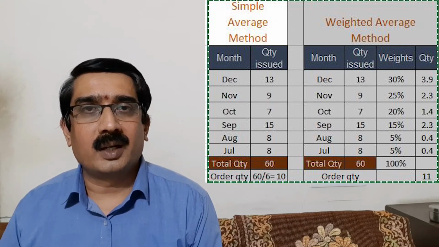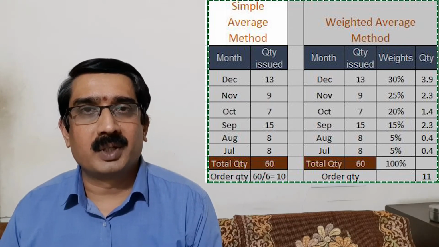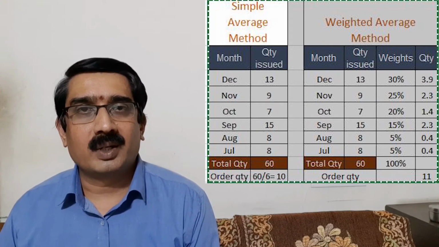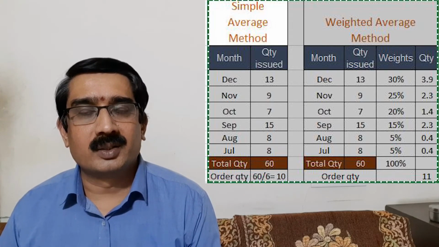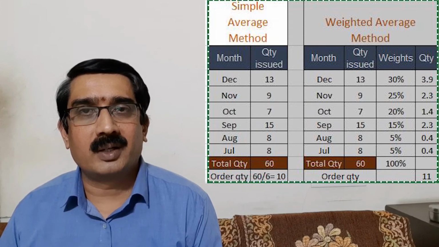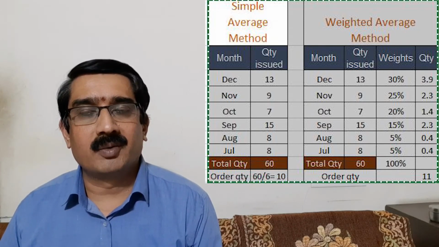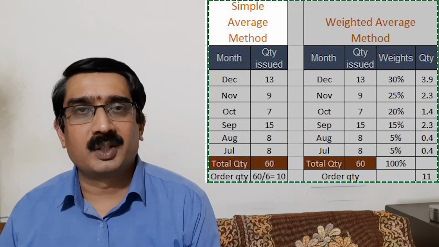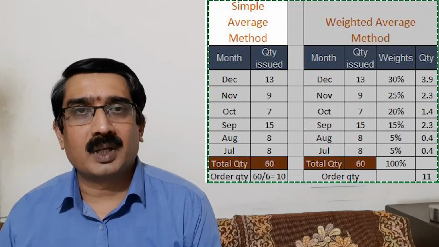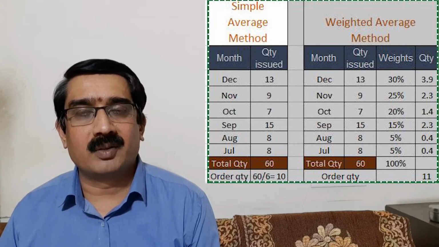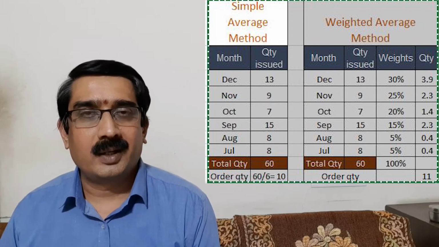How do we calculate an average consumption per month? Because these are the values for each month, correct? When we have to calculate the average consumption per month, we need to divide the total by the number of months. That is 60 divided by 6, which gives a value of 10. As per this method, the number of oil filters required for the month of January will be 10.